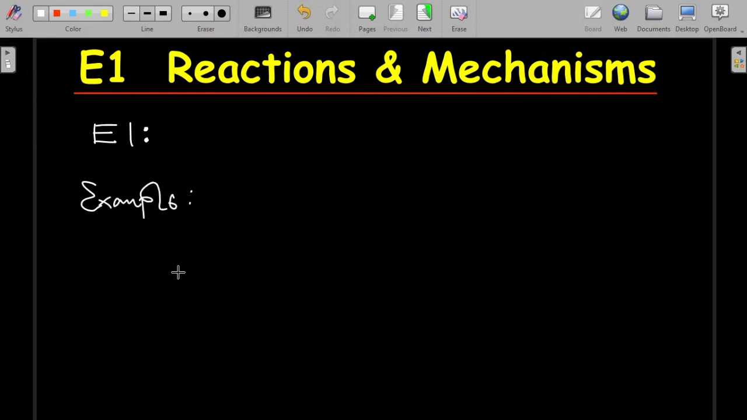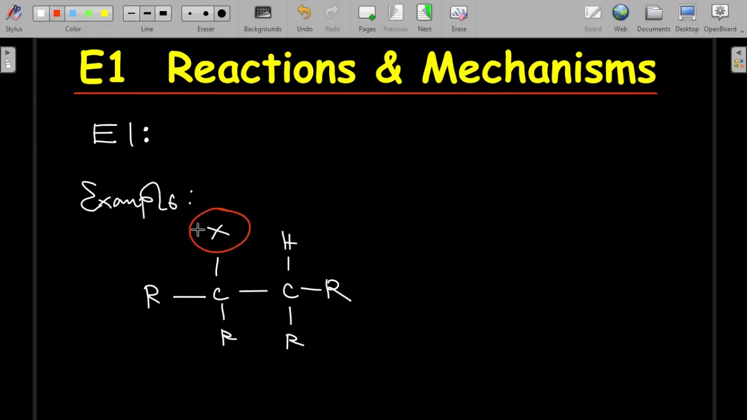If I have this reactant R bonded to C, bonded to R, then bonded to the leaving group X, bonded to C again, bonded to R, bonded to H, and then bonded to R there. The first step is this leaving group leaving. The X there is the leaving group. It has to leave, and it leaves with the electrons that are present in this bond here. So when this leaving group X takes the electrons that are in this bond, this carbon is going to be positively charged.